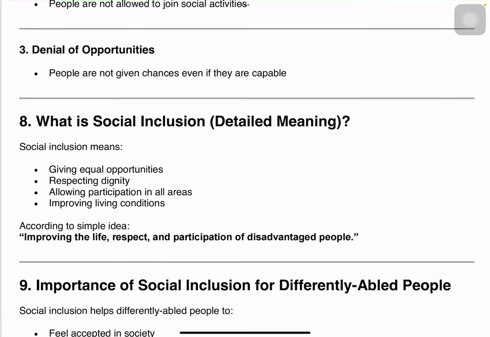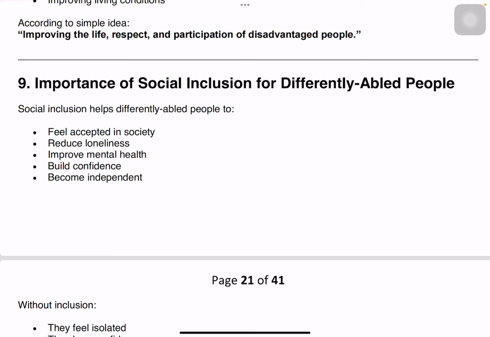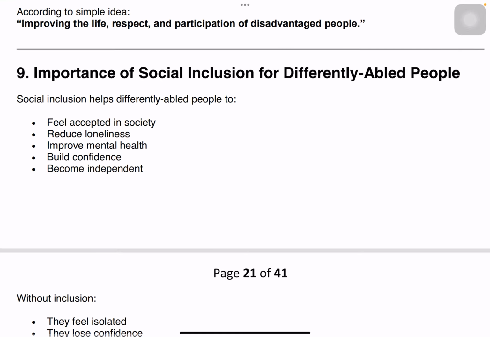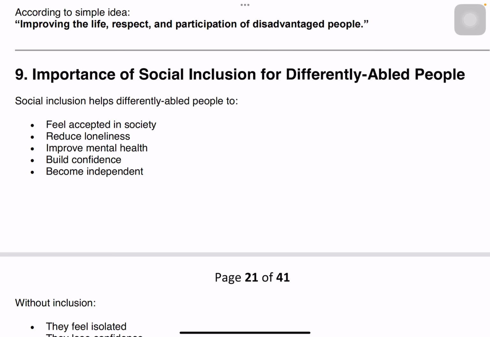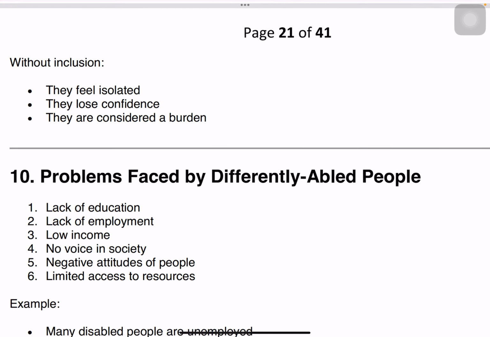What is social inclusion? Social inclusion means giving equal opportunities, respecting dignity, allowing participation in all areas, improving living conditions. According to a simple idea, it is improving the life, respect and participation of disadvantaged people. Importance of social inclusion for differently abled people. Social inclusion helps differently abled people to feel accepted in society, reduce loneliness, improve mental health, build confidence, become independent. Without inclusion, they feel isolated, they lose confidence, they are considered a burden.